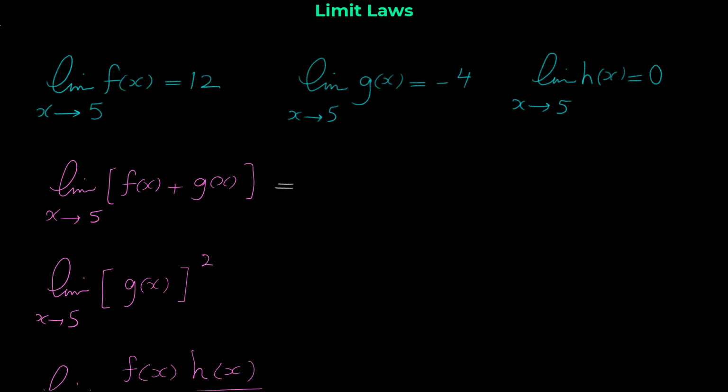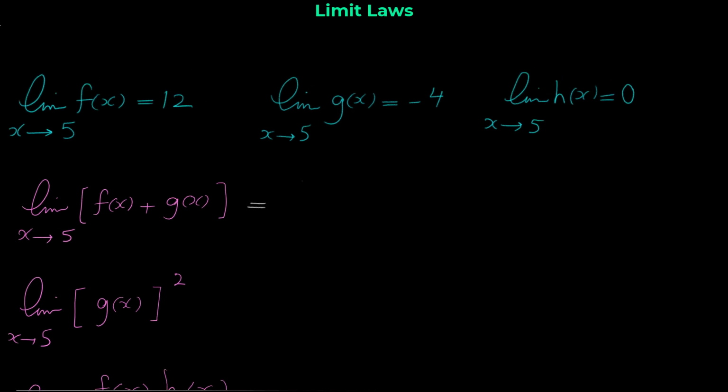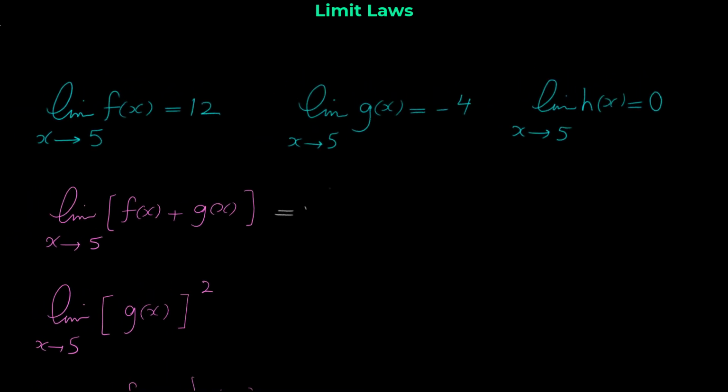But you have to show your work. If you just simply say this is 12, this is -4, and so the answer is 8, this is not a complete solution for this question. Based on the limit laws, we can write this as limit of f of x when x approaches 5 plus limit of g of x as x approaches 5.